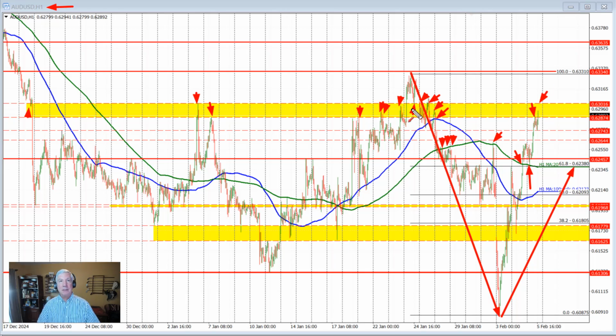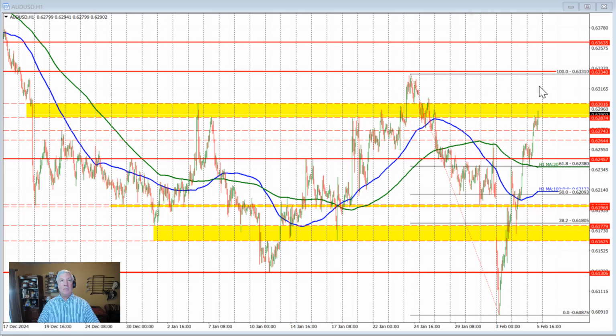Now, the move back into this swing area has traders looking toward the 0.6301 level on the top side to get to and through. Getting above that level should give the buyers more confidence to perhaps push up toward the January 24th high, which came in at 0.6313, and a move above that level opens the door for further upside momentum.